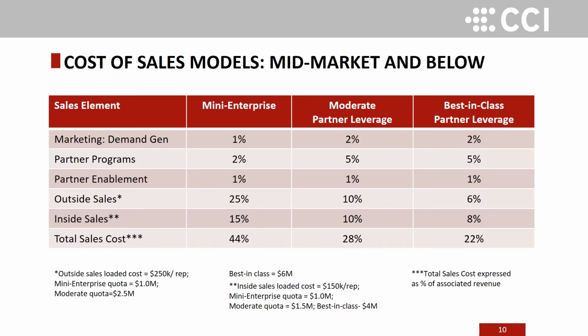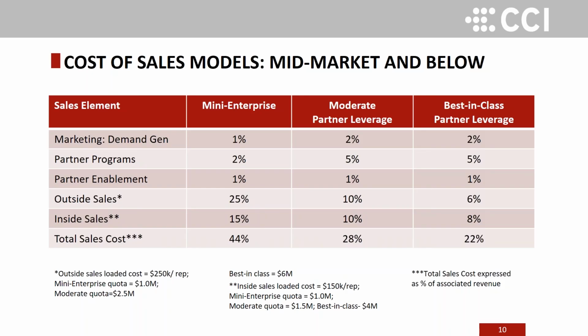As an example, we work across a number of companies and benchmark and work with them to improve sales over time. If you apply an enterprise sales model to your mid-market, then looking at the column for mini enterprise, you'll spend some in demand generation, but probably not as much as you need. Partner programs, not as much as you need. Your enablement might be okay. And then most of your money is spent on outside sales and inside sales. But in the mid-market and below, you can't reach enough accounts effectively to generate the productivity they need, and therefore you end up with a much higher cost of sales, in the range of 4%.